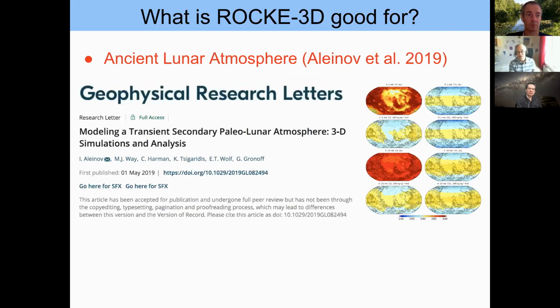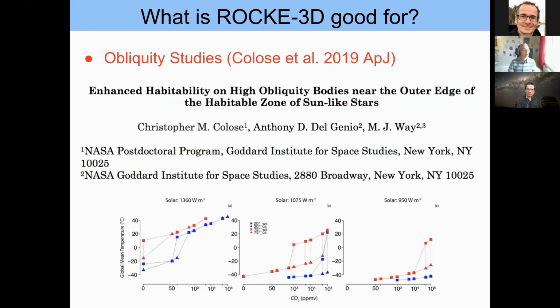Ancient lunar atmosphere. This is a project that's been led by Igor Aleinov, looking at very thin atmospheres, temporary or transient atmospheres, as we say, on the Moon, very early in its history from volcanic outgassing. And then, of course, there are these large obliquity studies that have been led by Chris Colose, again very popular in the literature.